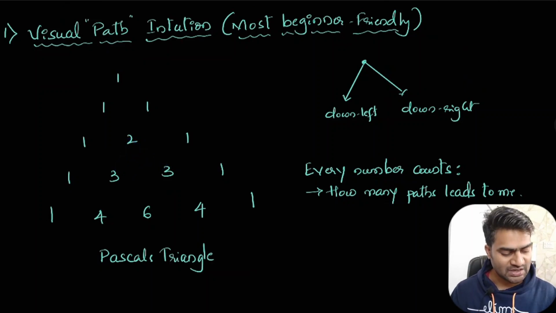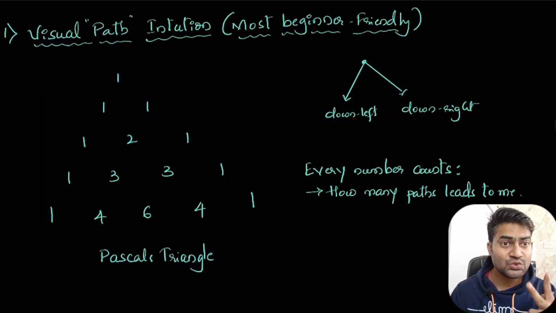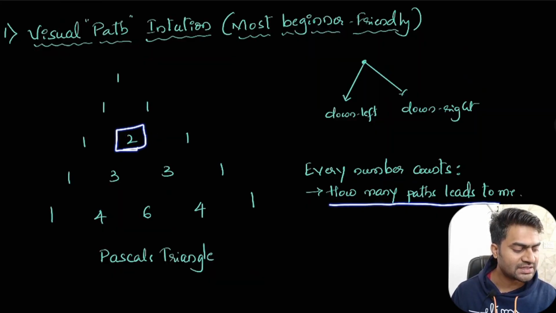So this is how we need to travel. Now if you see, if I stand at 2, how many ways can I travel to 2? One is via this path and another one is via this path. So there are basically two ways to reach this particular cell. That's why the value represents 2. So this is basically how many paths lead to me.